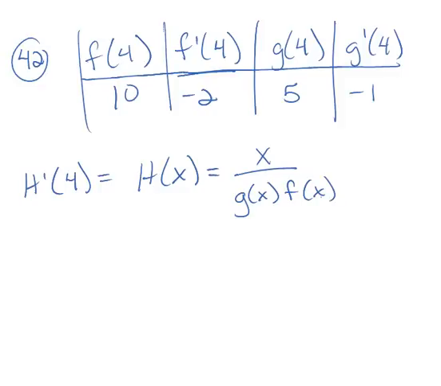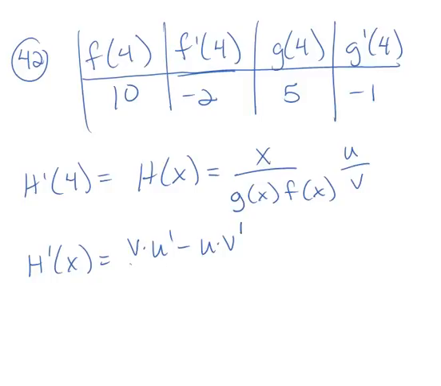All right, so this one's going to be lots of fun. All right, so this is a u and this is a v, right? So h prime of x is, using the quotient rule, it's low d high. So v times u prime minus high d low, u times v prime over v squared, right? Low d high minus high d low over low squared.